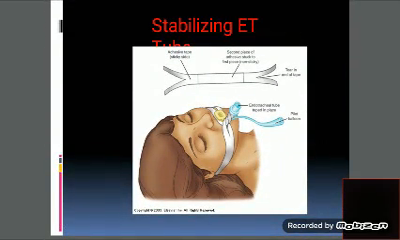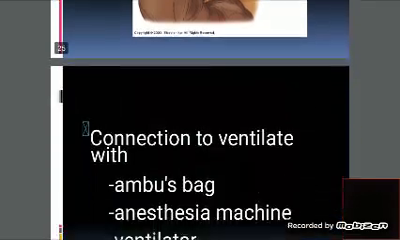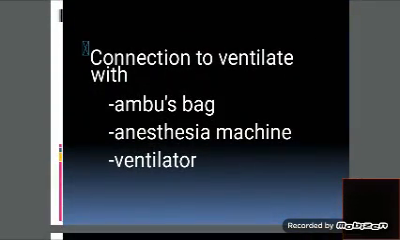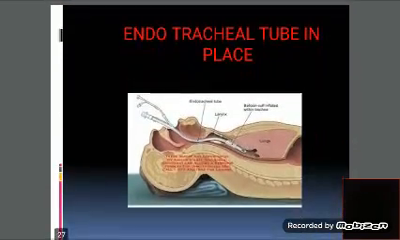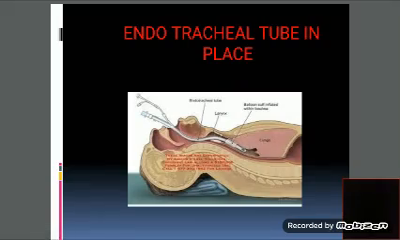This is how you need to stabilize the ET tube. Then connect the patient to the ventilator to ventilate the patient. Either, or sometimes, we directly connect the patient with an ambu bag or anesthesia machine or ventilator. Now this is the endotracheal tube in place.